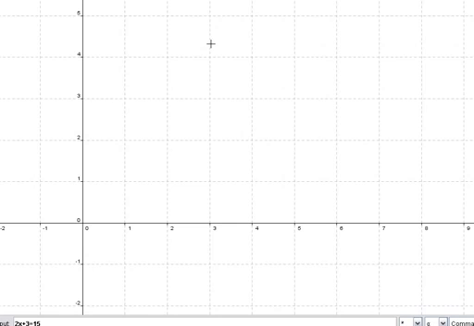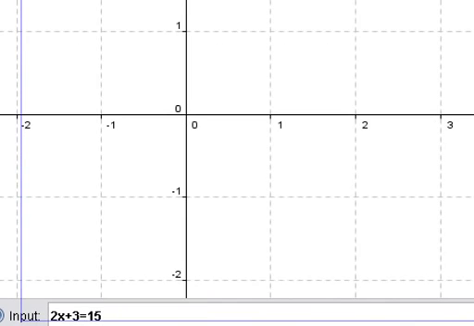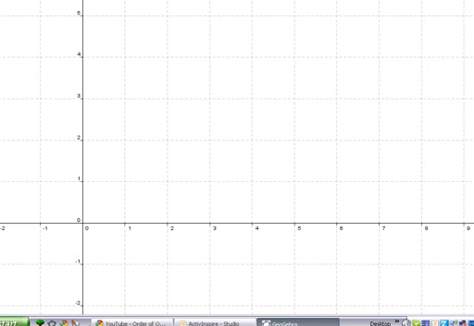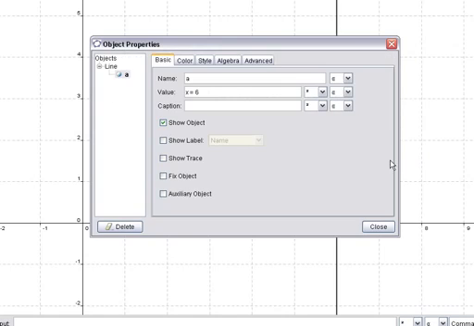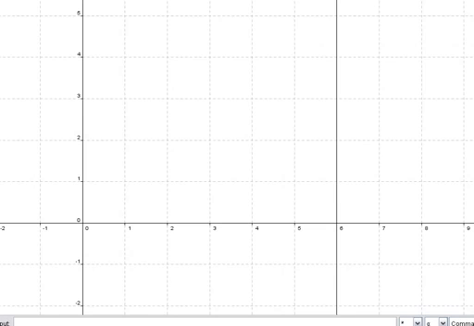Now, if I use GeoGebra to graph the problem we just did, if you look down here, we have 2x plus 3 equals 15. If I graph that, you'll see that I got a line right here at 6. I can show the label there, the value, and we get x is equal to 6. That's the answer. This makes a connection between what we're doing on paper and what it would translate to if we were to graph it.